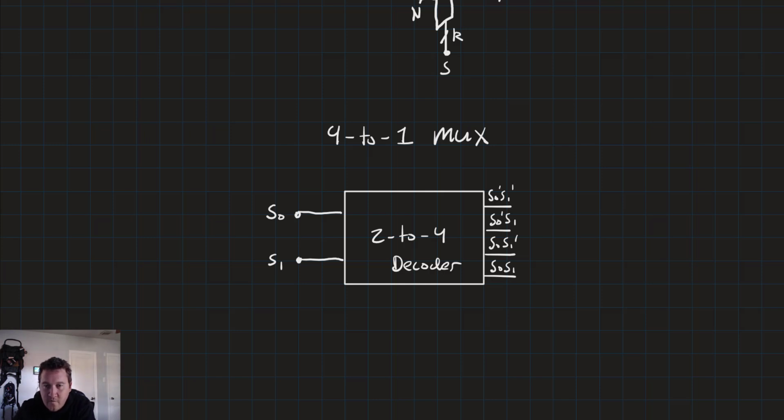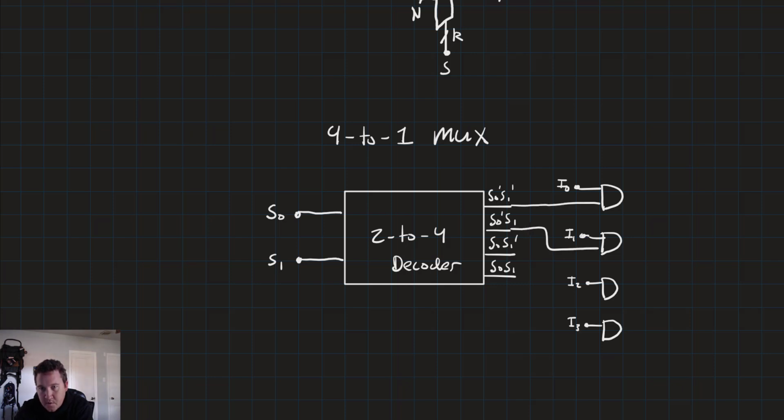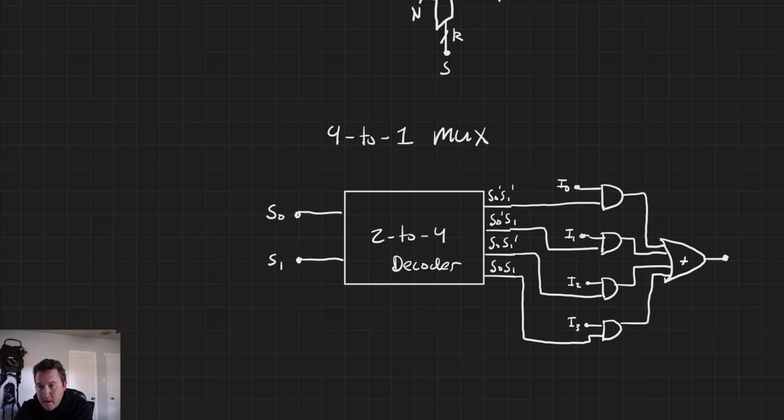Now we'll need our 4 bits of enable, so that's just 4 AND gates, I0, I1, I2, and I3, and each of the individual outputs from the decoder. And then we finish it off with our 4-input OR gate and our output Y. And there we have it. There's our 4-to-1 multiplexer. Like I said, it's got a simple structure that's easily templated and generalized.